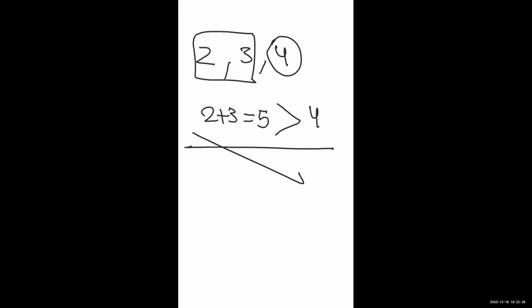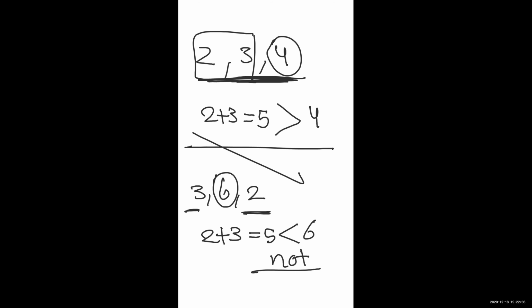The next one, 3 and 6 and 2. The greatest is 6. The other two are 2 and 3, and 2 plus 3 equals 5, which is less than 6. So it is not possible to draw a triangle with these sides. Are we clear till now? Yes, clear. Okay, great. So this is the first type of questions.